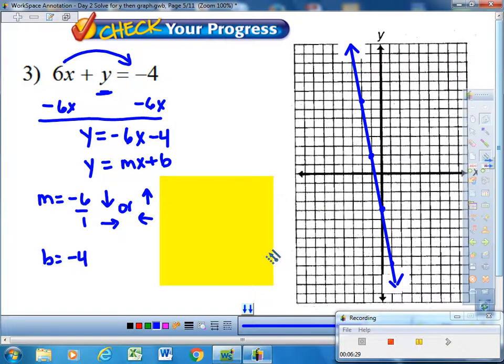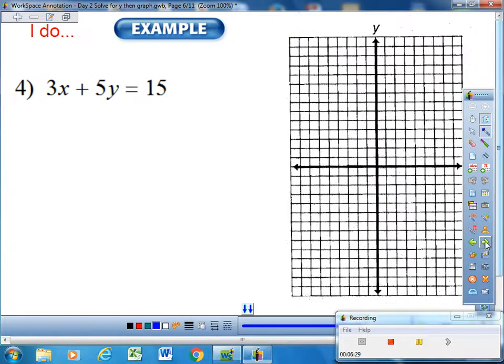So your graph should look like that. Remember, at any time you can pause the video if it's going too fast, so you can write information down. Next example. Again, you can just watch as I do this one.